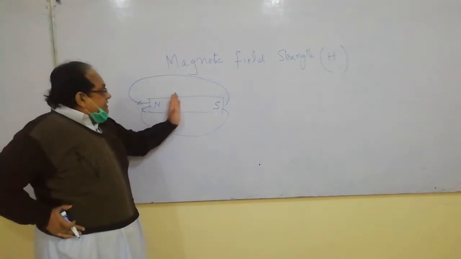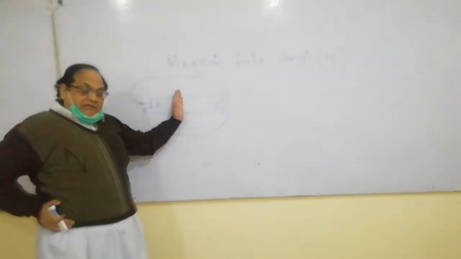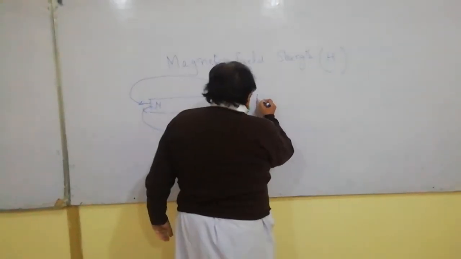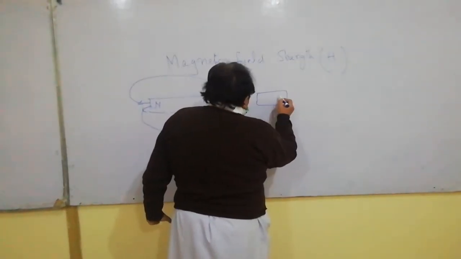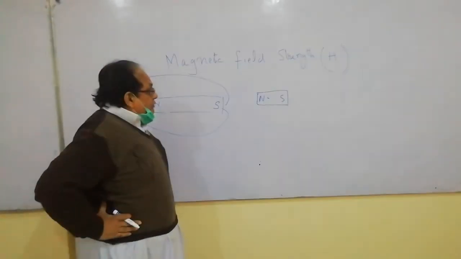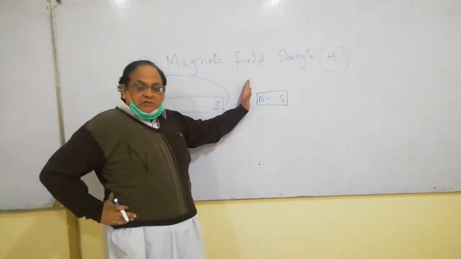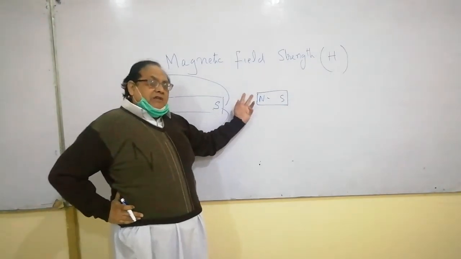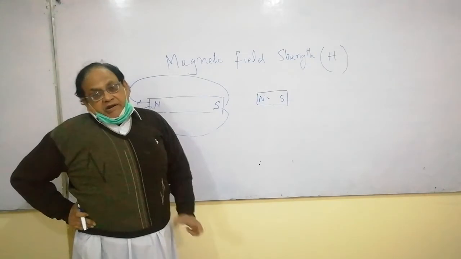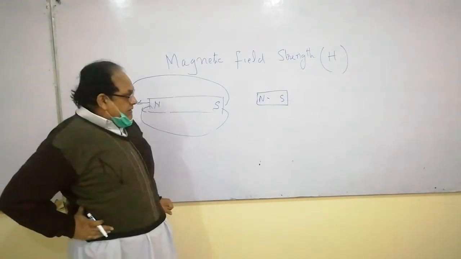Now, if I break it into two pieces, then each piece will become a separate magnet, like this. It will have a north and south pole again. So, if I continue making small pieces, it will remain a permanent magnet. I can't isolate the north pole and south pole separately.